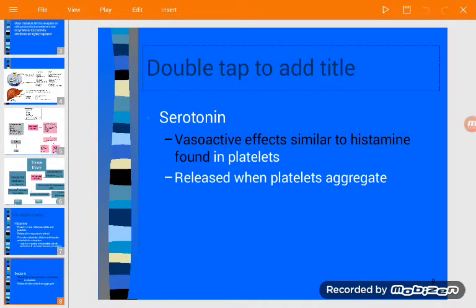Serotonin is also a vasoactive substance found in platelets. It is released upon platelet activation and aggregation.